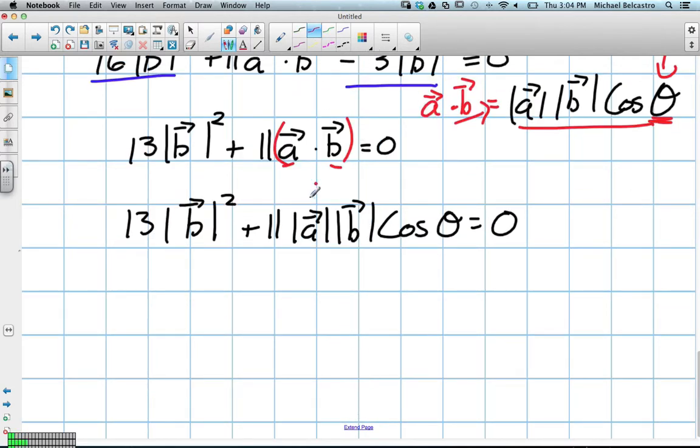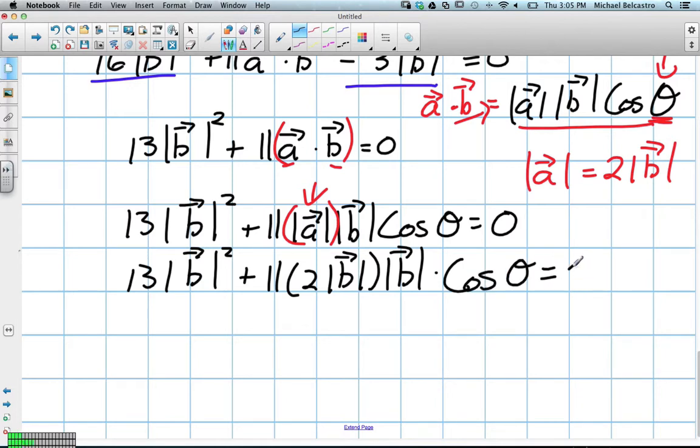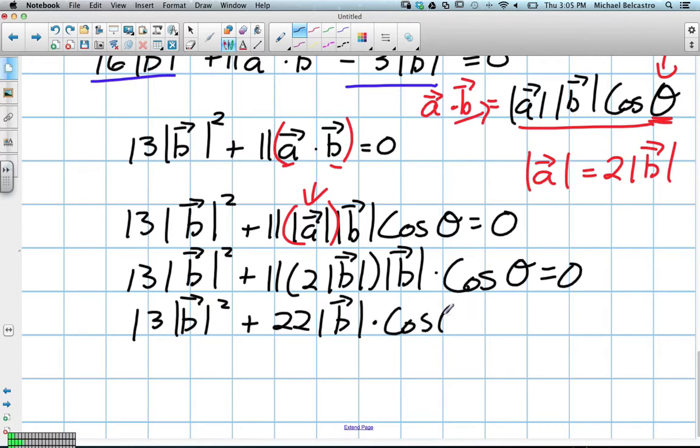Okay. And again, we can replace the magnitude of A with 2 times the magnitude of B. So we have 13 magnitude of B squared plus 11 times 2 magnitude of B times the magnitude of B again times cos theta equals 0. Okay. This will become 22, and the B times B will be the magnitude squared. So we're left with 13 magnitude of B squared plus 22 magnitude of B squared times cos theta equals 0.